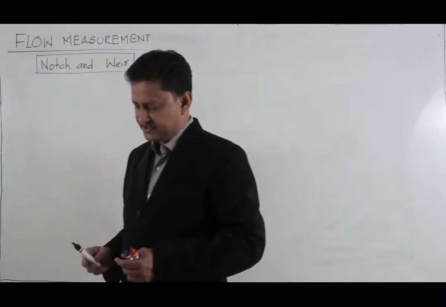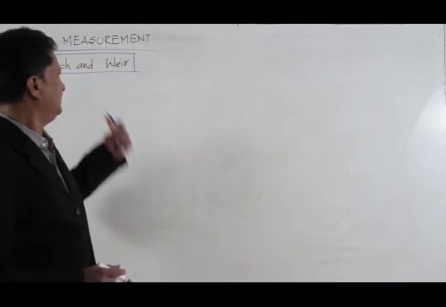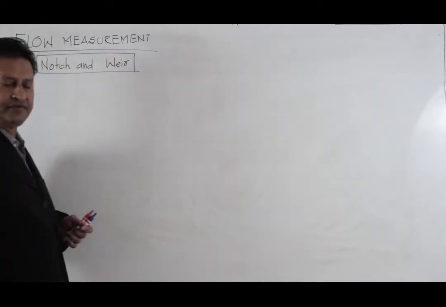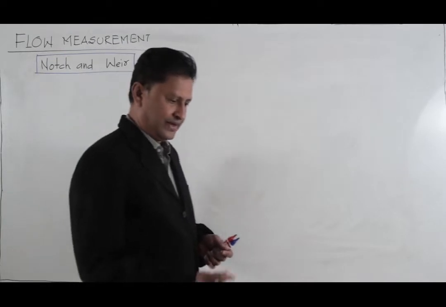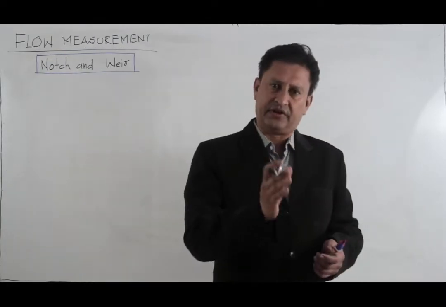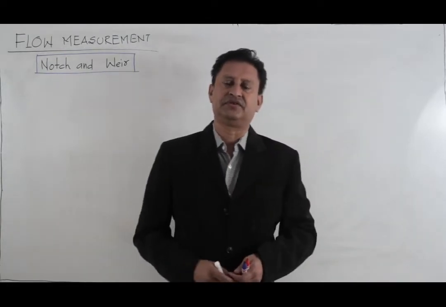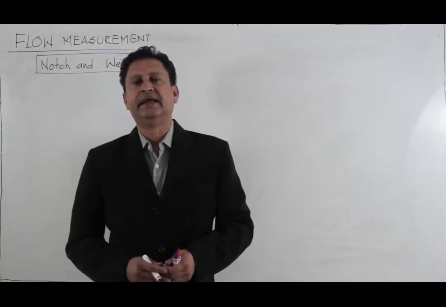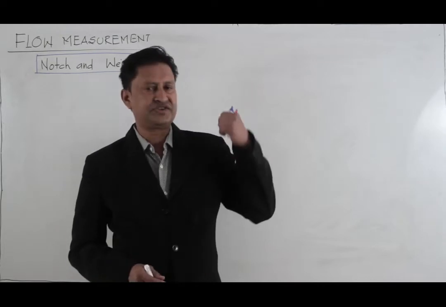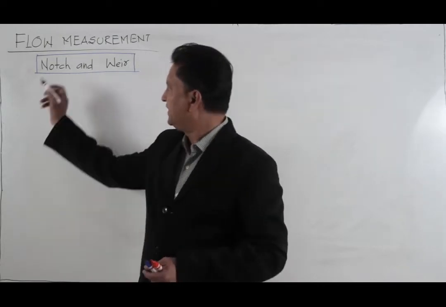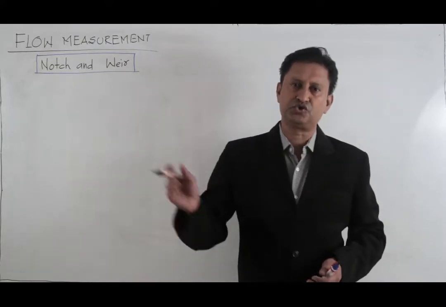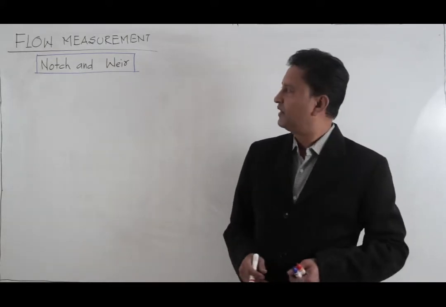In this video, we'll study the flow measurement devices, and the first is the notch and the weir. So let's say you want to measure the rate of flow or discharge through a canal or through a stream or through a river. Then in that case, the notch and weir is used. So basically, the notch and weir is what? It is a device which is used to measure the rate of flow.